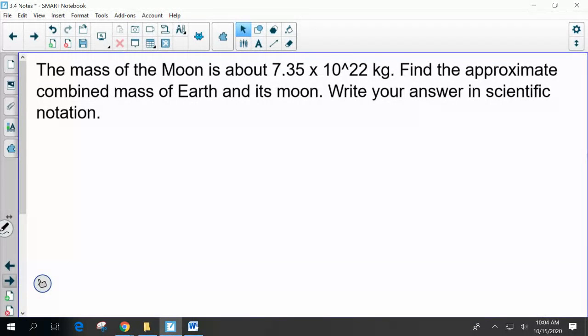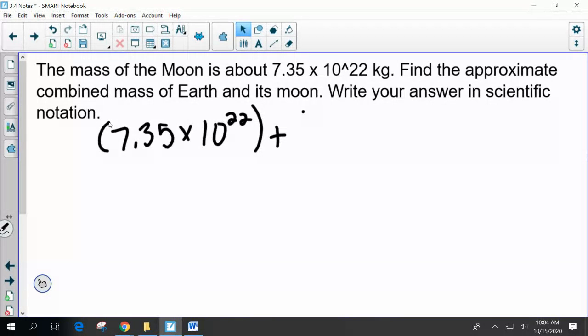The next one: the mass of the moon is about 7.35 times 10 to the 22nd power. Find the approximate combined mass of Earth and its moon. How would you find a combined mass? You would add them, because combined means add. So we are going to add the moon, 7.35 times 10 to the 22nd, plus Earth, which is 5.97 times 10 to the 24th.